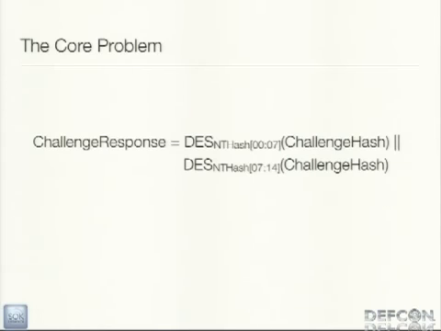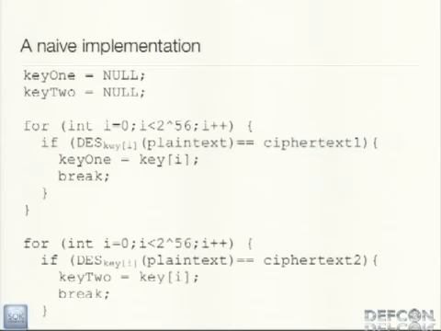And something that's sort of interesting about this is that the plain text is the same in both cases. That for both DES encryptions, we're encrypting the same thing. So if you think about how you would implement a naive sort of brute force attack, what you would do is you would iterate through the entire key space, and for every key in the key space, you would do a DES encryption of your known plain text, and you would see if it matches your first known ciphertext. And if it does, then you found the first key.